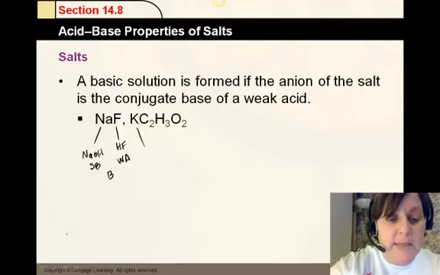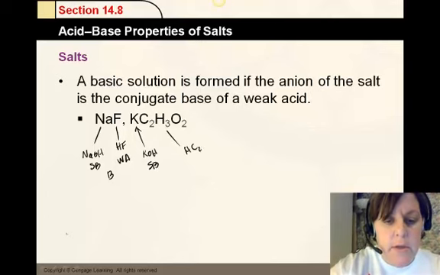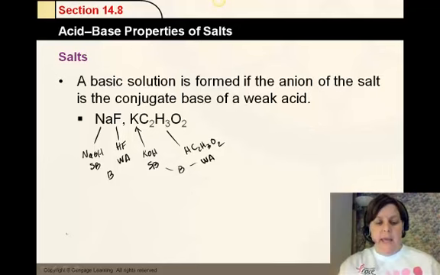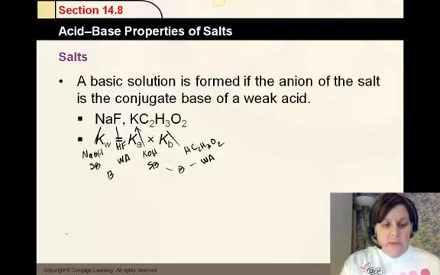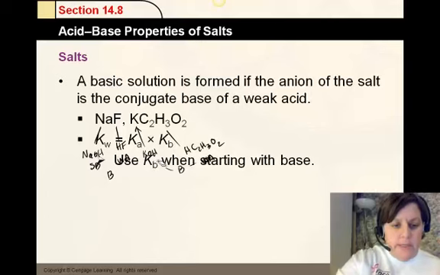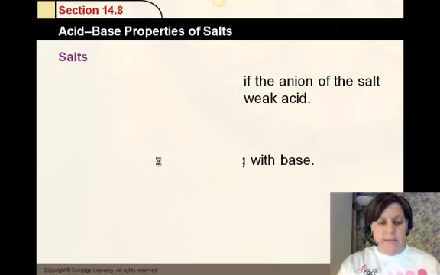Potassium acetate came from KOH, which is a strong base. C2H3O2 comes from acetic acid, which is a weak acid. And again, putting those two things together, we're going to get a base, because the base overpowers the acid. Or, as your book says, a basic solution is formed if the anion of the salt is the conjugate base of a weak acid. And they also say Kw is Ka times Kb. You're going to use Kb when starting with a base, which makes sense.